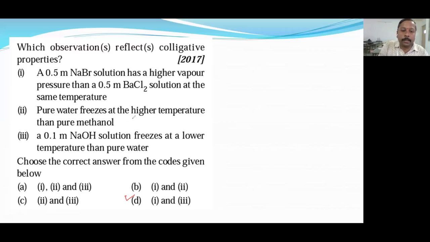Pure water freezes at a higher temperature than pure methanol. You cannot consider this because methanol is, sorry, I am not saying non-volatile, it is a non-electrolyte. Because if it dissociated into ions, then you could say the i value, but whether it will dissociate or form hydrogen bonding, we don't know. That's why as a molecule we cannot say. So answer D is correct.